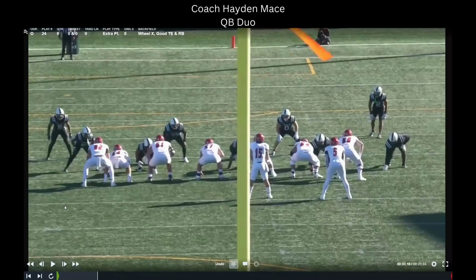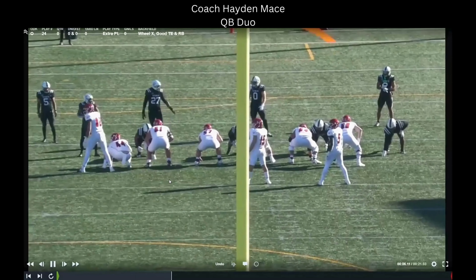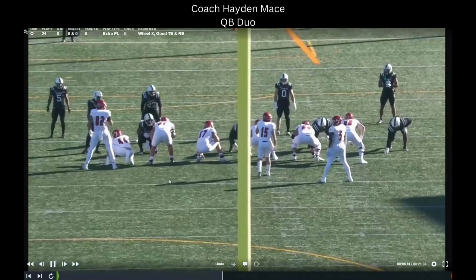Okay, this is a great look against pressure. So we're going to get what we call wheel cross, a cross pressure to the play side here. We're going to get this action and then this backer looping around over here. I thought this was a good job overall by the O-line of covering it up, not allowing any leakage, but really good job by the tight ends and the backs to fit it properly.